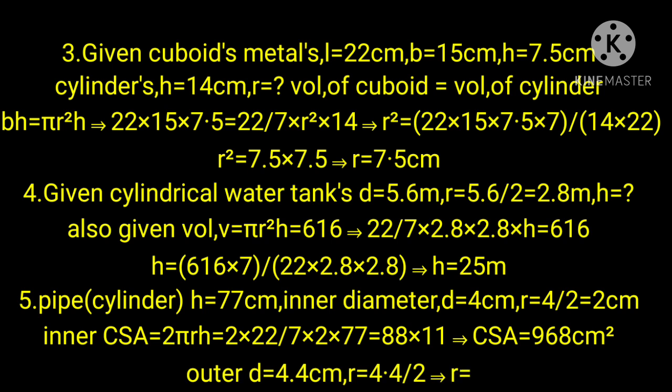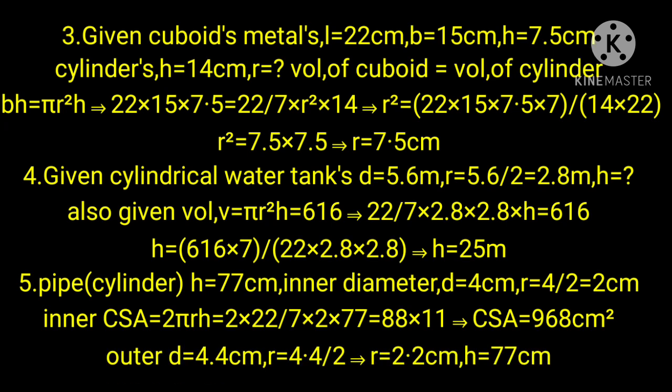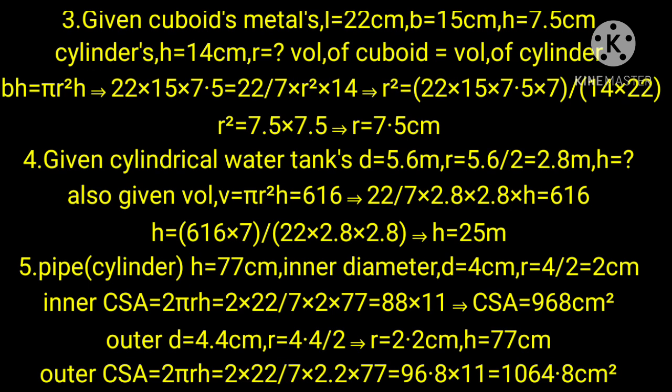Outer diameter d is equal to 4.4 centimeters. Then radius r is equal to 4.4 by 2, that is r is equal to 2.2 centimeters. h is equal to 77 centimeters. Outer CSA is equal to 2 pi r h, which is equal to 2 into 22 by 7 into 2.2 into 77, is equal to 96.8 into 11, is equal to 1064.8 centimeter square.